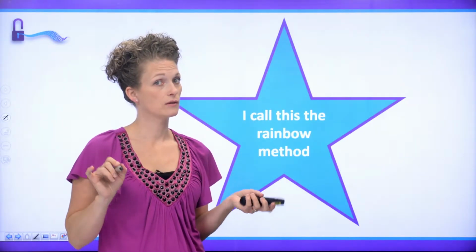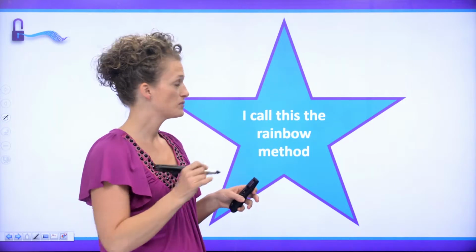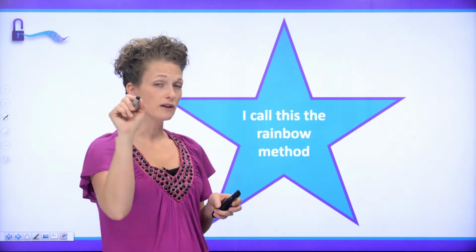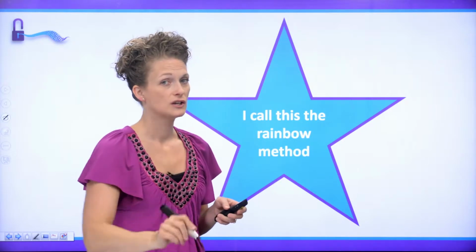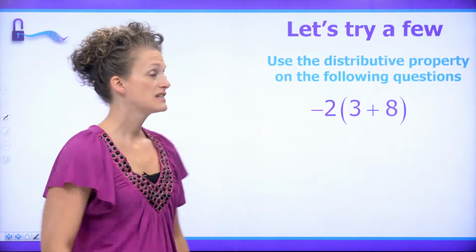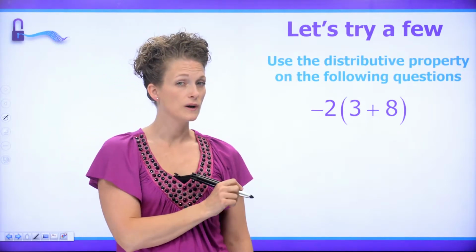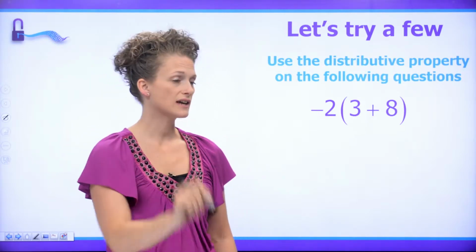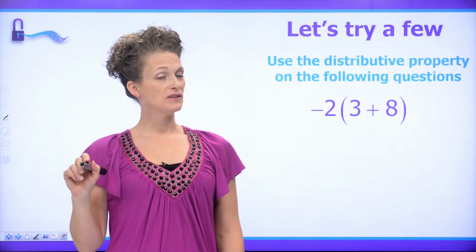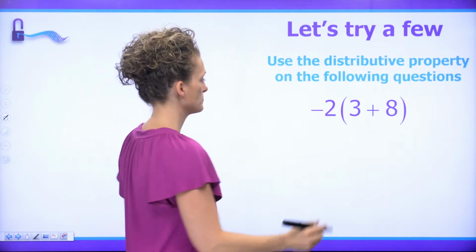Now, I call this method the rainbow method, and it's because when we draw those little arrows, they look kind of like a rainbow. So whenever I say rainbow method, you're going to know what I'm talking about. So let's try a few. Let's use the distributive property on a few questions just to make sure we know exactly how to do it. So, we're going to use the rainbow method for this distributive property.